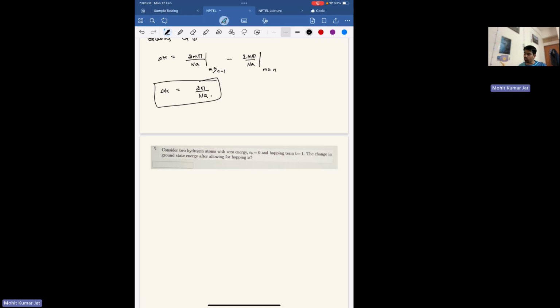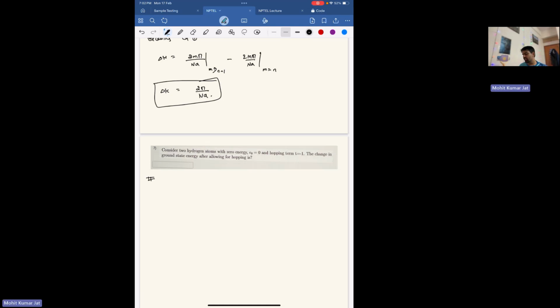Now moving on to the next problem, which is: consider two hydrogen atoms with zero energy, E0 equals 0, and hopping term t equals -1. Find the change in the ground state energy after allowing for hopping. Okay, so that's what the question is.